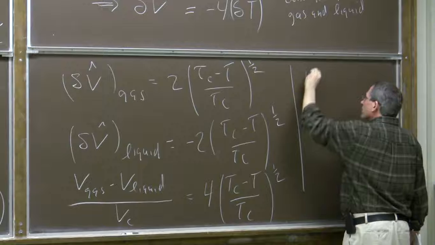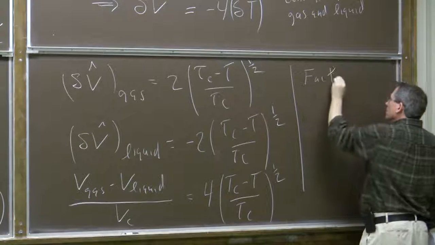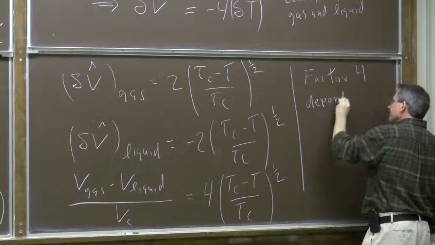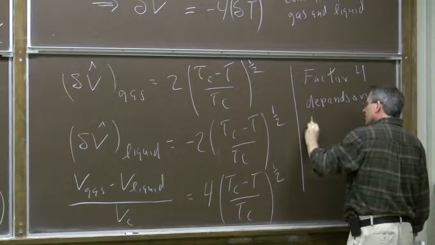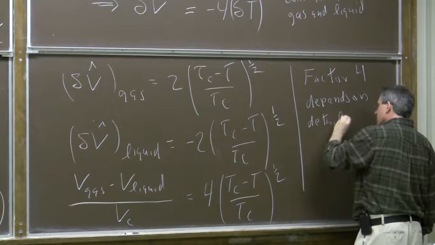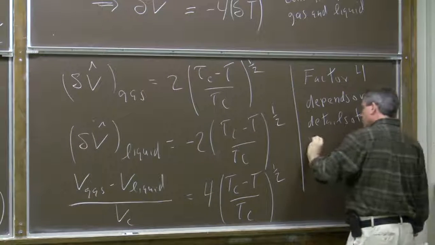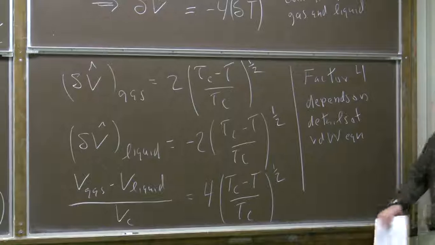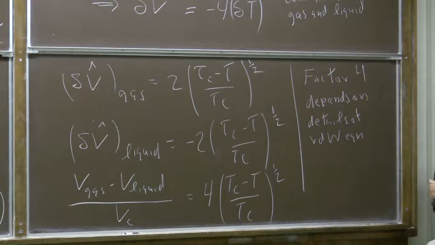So factor 4 depends on details of the van der Waals equation of state, and therefore we don't really trust the factor of 4, because we don't really think the van der Waals equation is a very accurate description of the gas-liquid transition, not quantitatively.